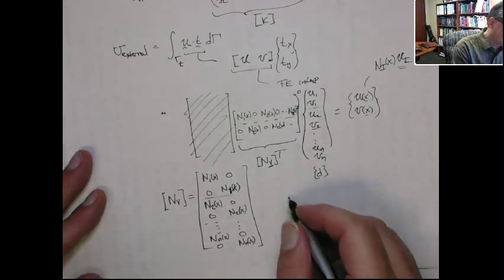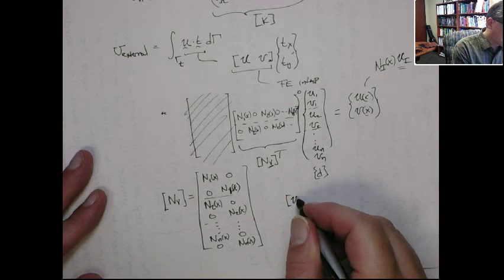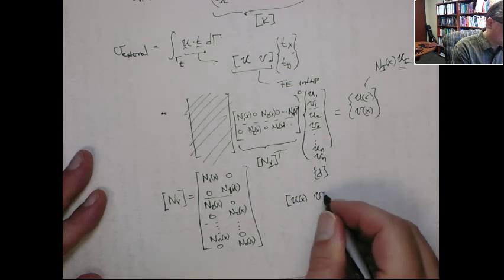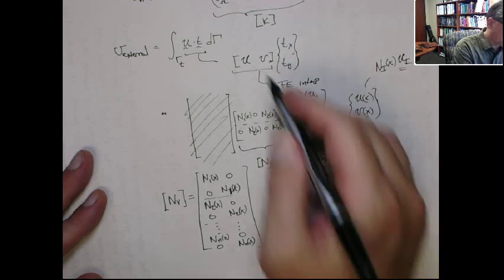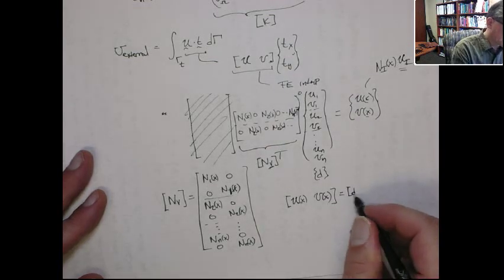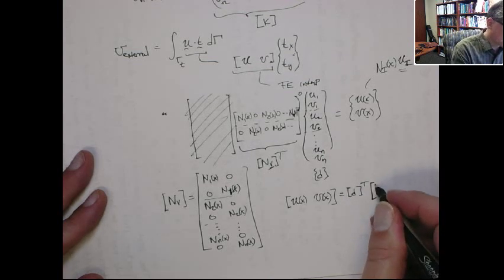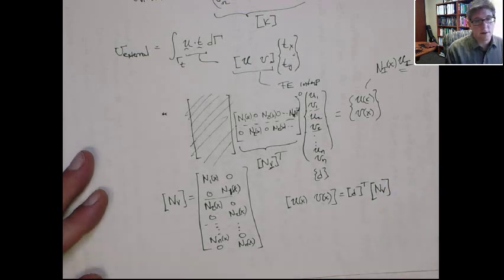So I can actually write u of x, v of x, what I have up here, as D transpose times NV, all right?